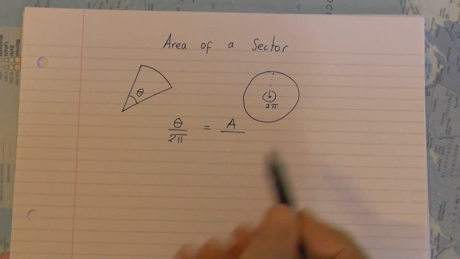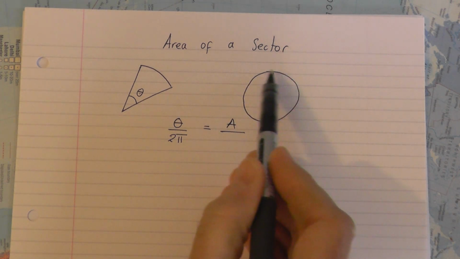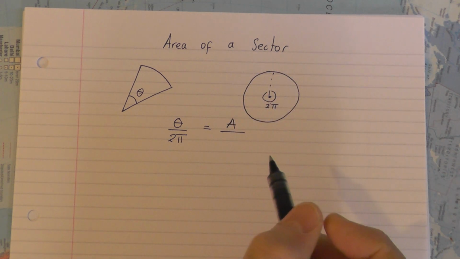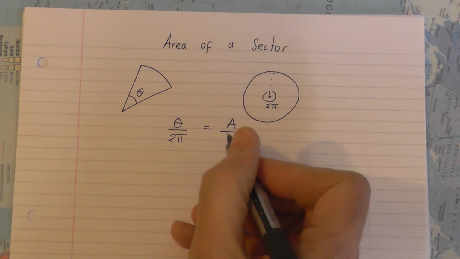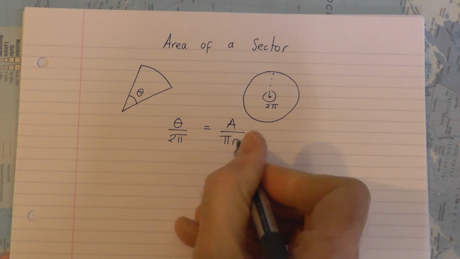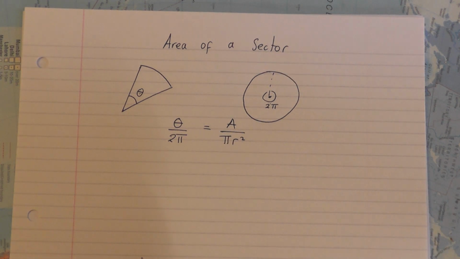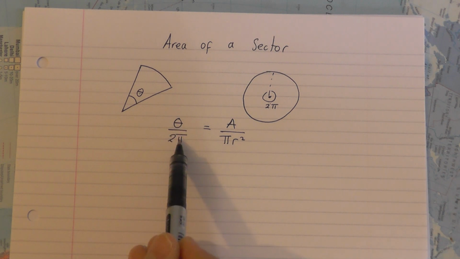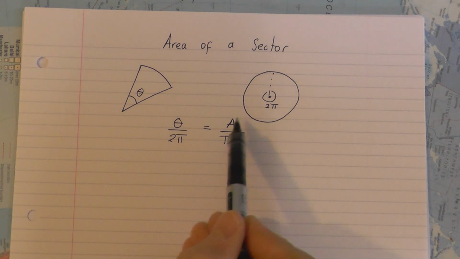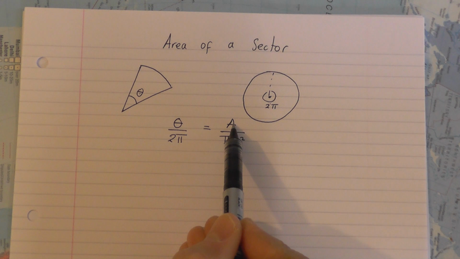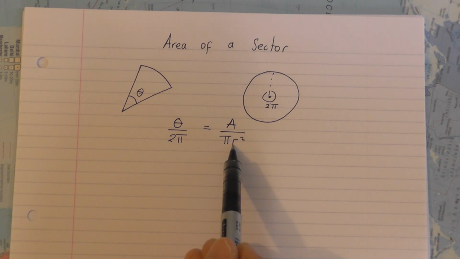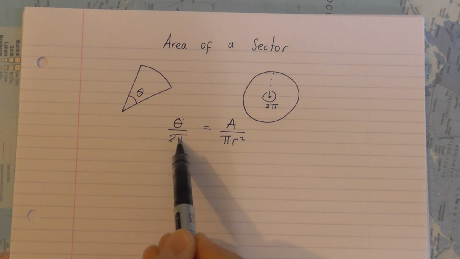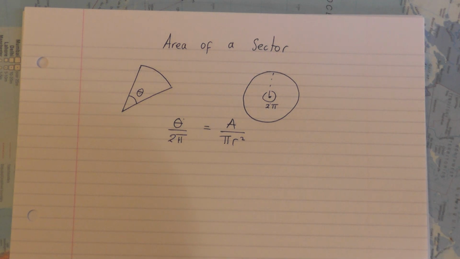Compared to, now we do know what the area of a full circle is, because we've done that in lower school. It's got a formula pi r squared. So let me say this again. If you compare the angle in rads of the sector to the angle in rads of the full circle, the answer you get will be the same as comparing the area of the sector to the area of the full circle. Those ratios, either side of the equals sign, will be the same.